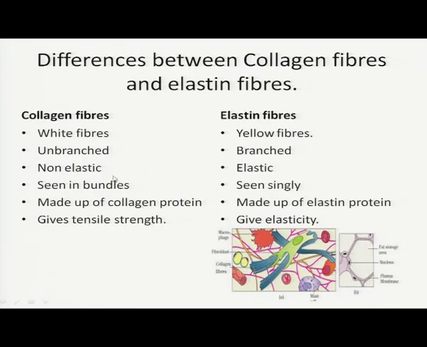Now, what are the differences between these two fibers? You can see the differences. Collagen fibers are white fibers and elastin fibers are known as yellow fibers. Collagen fibers are unbranched, elastin fibers are branched. Collagen fibers are non-elastic, elastin fibers are elastic. Collagen fibers are seen in bundles and elastin fibers are seen singly. Collagen fibers are made up of collagen protein and elastin fibers are made up of elastin protein, and they give tensile strength while elastin fibers are meant for elasticity.